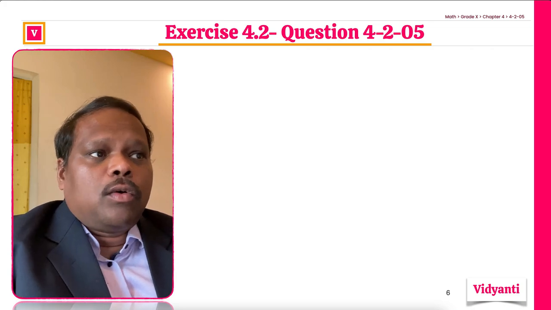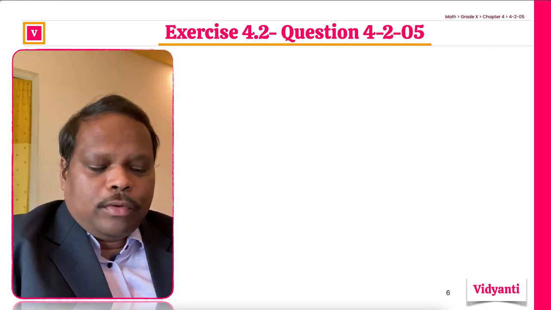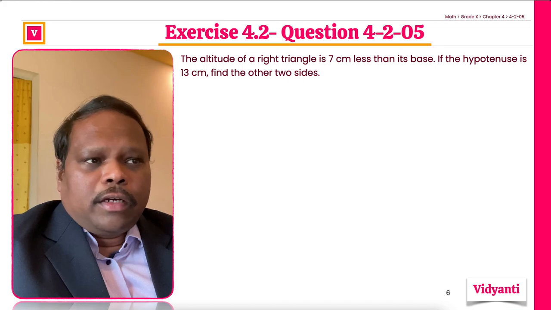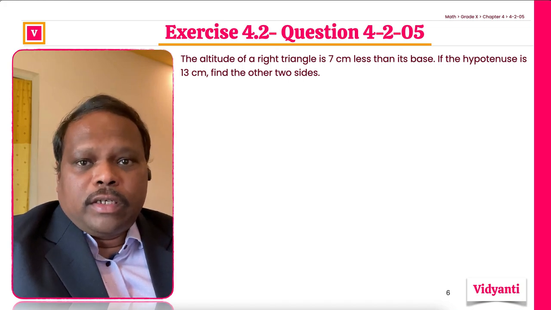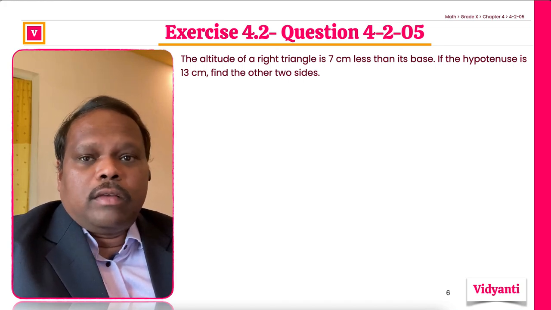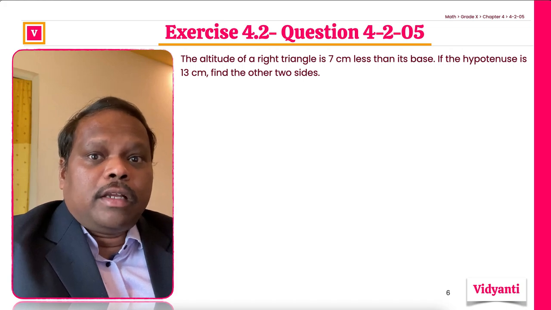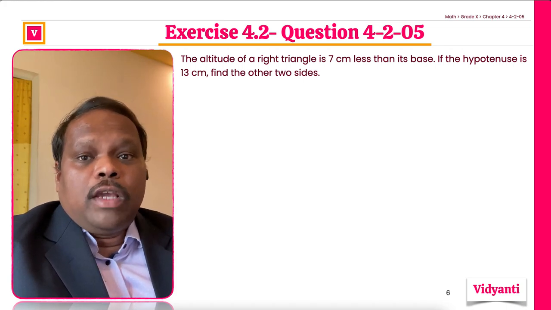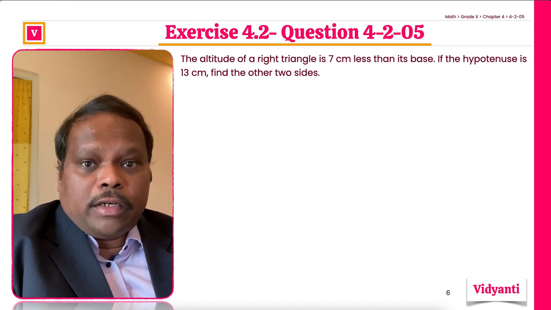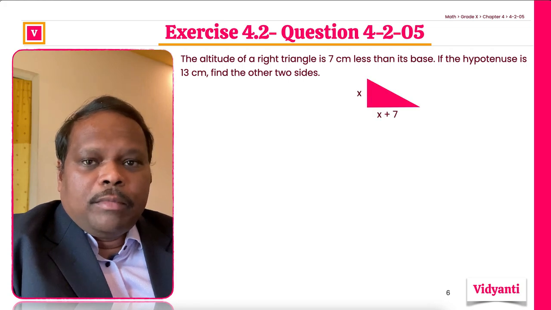Question 4 to 5 in this exercise. The altitude of a right angle triangle has been given as 7 centimeter less than its base. If the hypotenuse of the same right angle triangle has been given as 13 centimeter, we are supposed to find out the other two sides. So let's draw a quick diagram.